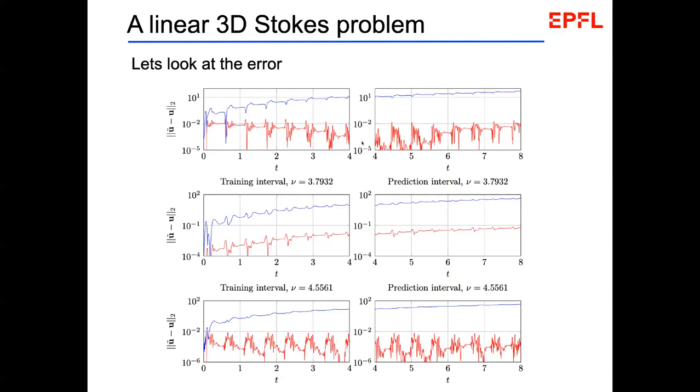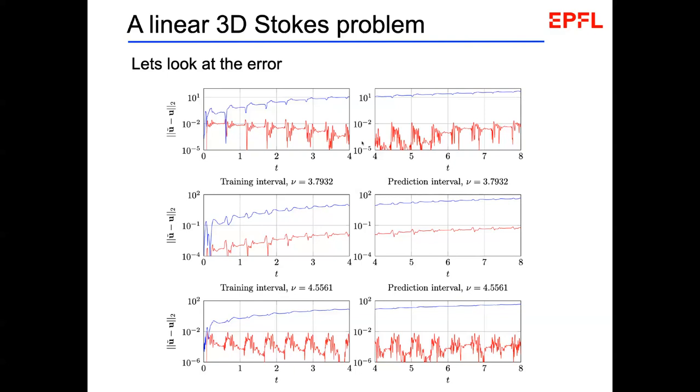But if we instead look at the error, you can see a big difference. So the blue line is the error in the solution for different parameters in the columns. And you can see that on the left, which is for the time periods where we have actually trained, so we have used the information, by adding this memory term, you gain 4 orders of magnitude, sometimes 6 orders of magnitude in accuracy over time.